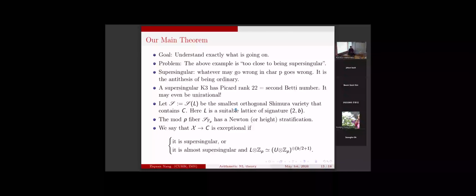We say that your family is exceptional either if it is supersingular or it is almost supersingular, meaning that C is contained in the smallest non-supersingular locus on the Shimura variety, and your lattice L becomes a bunch of copies of the hyperbolic plane at Z_p. Unless you're already familiar with orthogonal Shimura varieties, this probably doesn't mean much to you, but I'll say how it comes up.